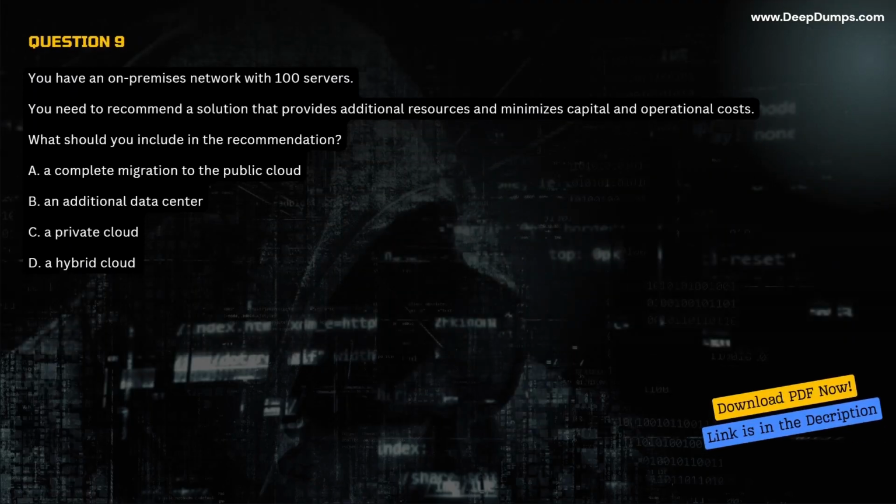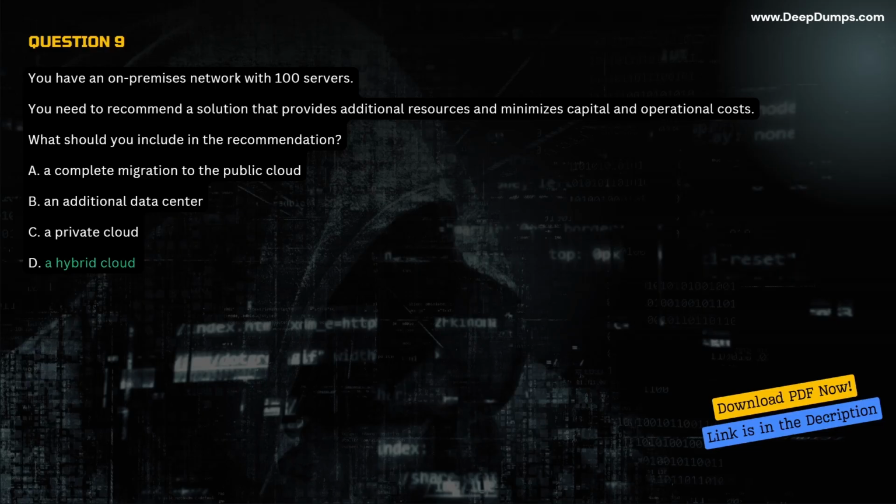Question 9. You have an on-premises network with 100 servers. You need to recommend a solution that provides additional resources and minimizes capital and operational costs. What should you include in the recommendation? A. A complete migration to the public cloud. B. An additional data center. C. A private cloud. D. A hybrid cloud. Correct answer is D.